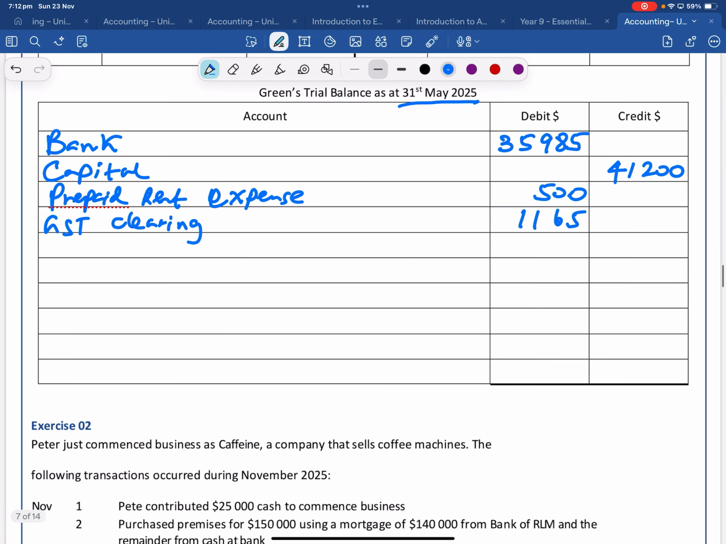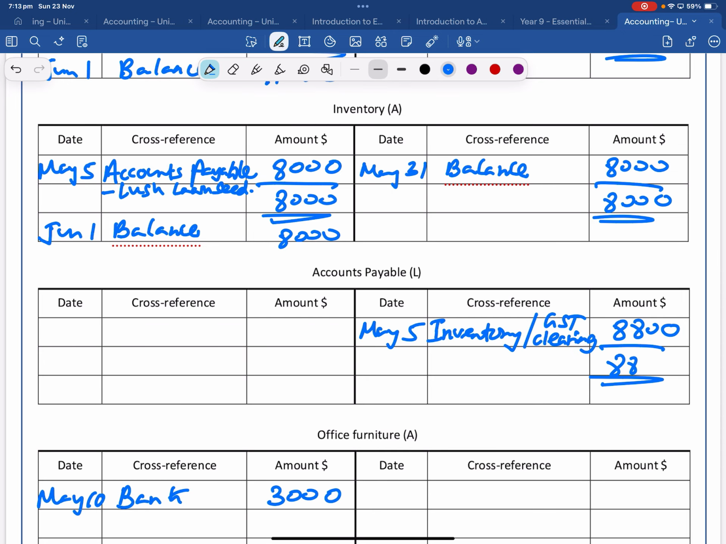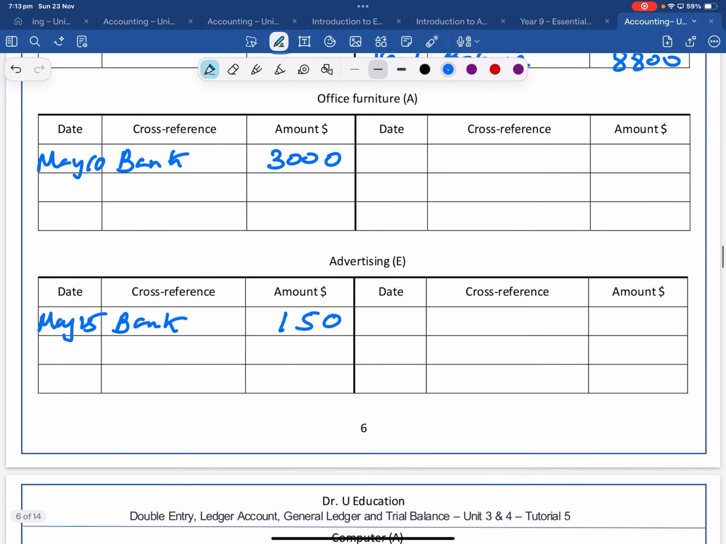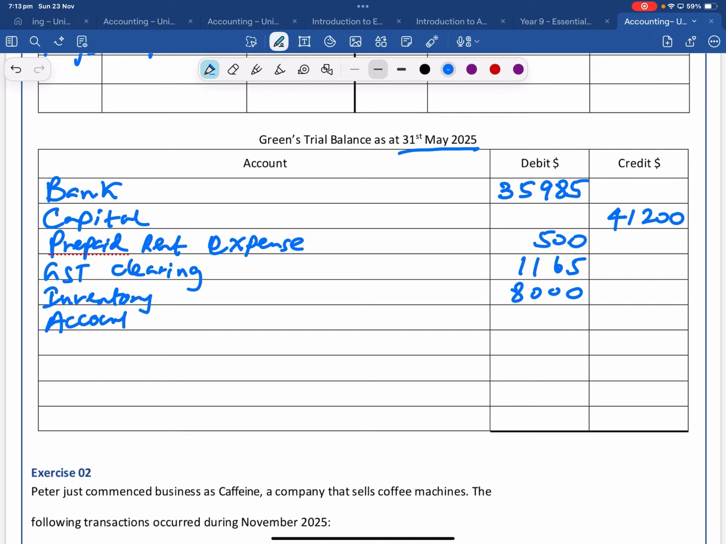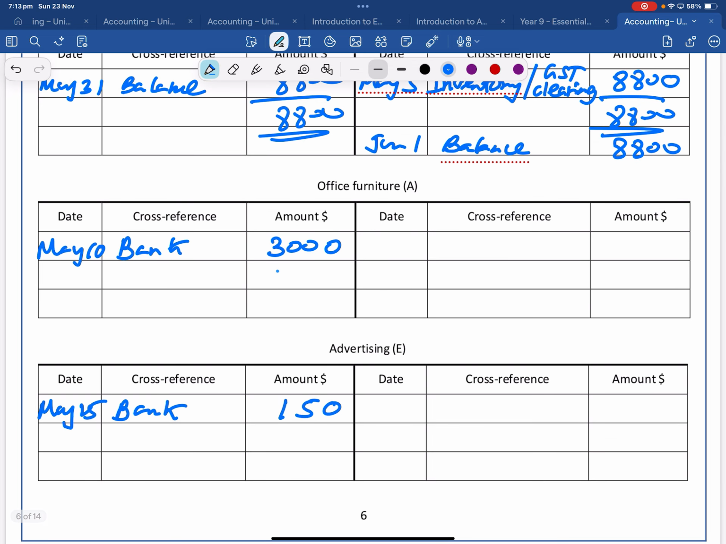Right, inventory, 8,000. Right, then accounts payable. There is another informal method of balancing ledger accounts as well. You don't have to really do it. If you want, I can teach you, but there is an informal method. Yeah, I'll show you that one as well.